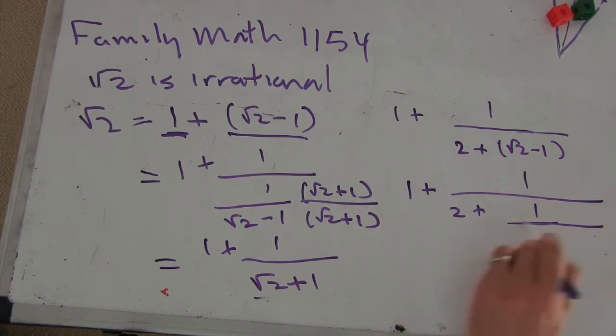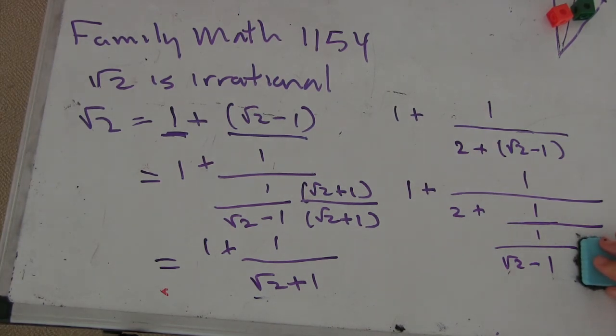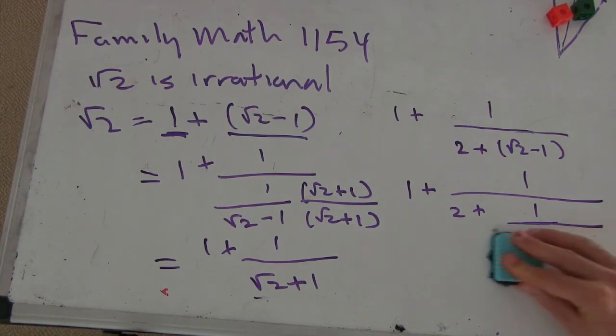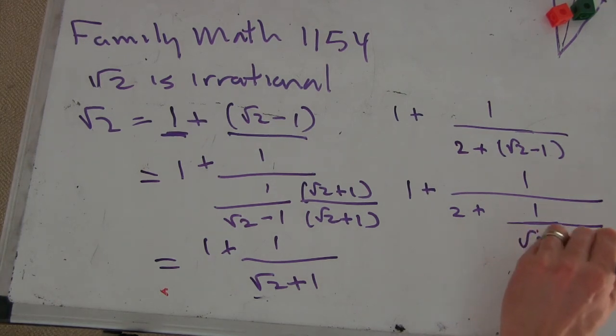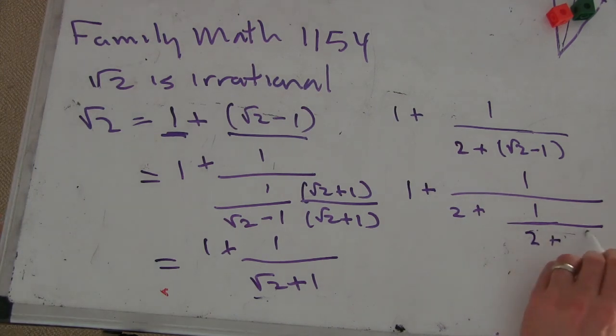And then we can do the same thing, multiply it by root 2 plus 1 over root 2 plus 1. And this 1 over root 2 minus 1 is going to become? Root 2 plus 1. And then you can separate out 2 again, and clearly this will keep going forever because you'll always get that 2.